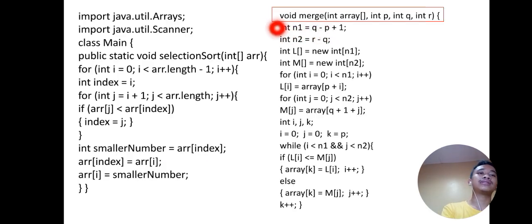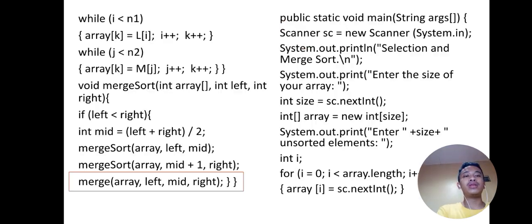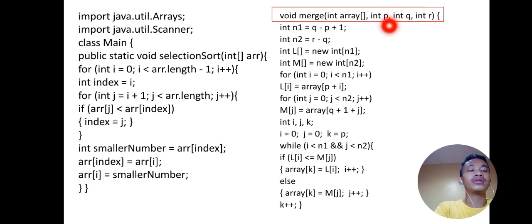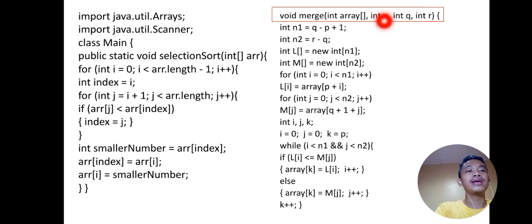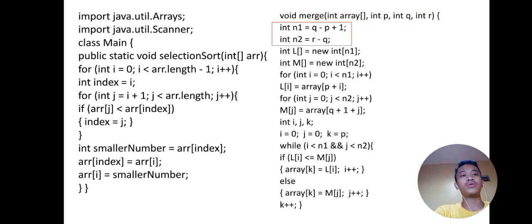So it will access our merge method, and the values right here will be passed one by one. The left would be int p, mid would be int q, right will be int r, and int array will be the array. So next, it will perform this block of code.